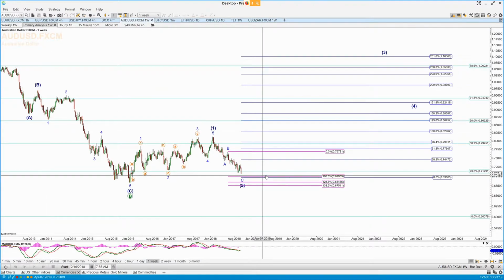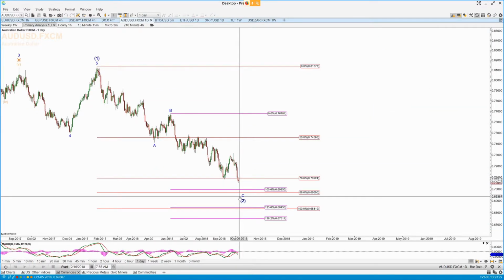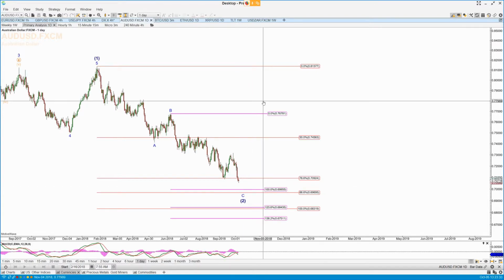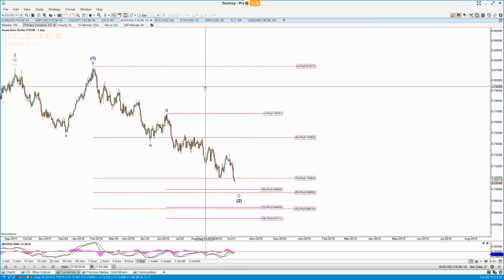Australian dollar, I'm just going to stick with the weekly and daily. I'm looking for this just to drop down one last time here, and then it really does need to hold down here. And you could take a speculative long if it hits the 1.0 or the 886 with a minuscule stop and see what it gives us.